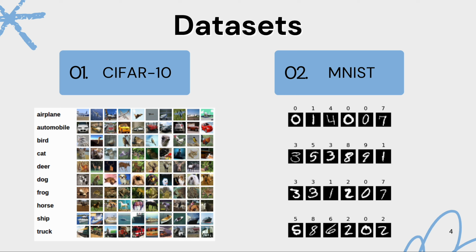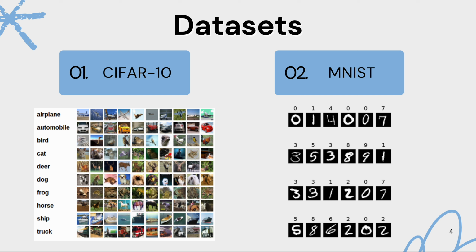The CIFAR-10 data contains 60,000 color images of size 32 by 32 pixels, divided into 10 classes with 6,000 images per class. Of these, 50,000 images are used for training and 10,000 for testing.